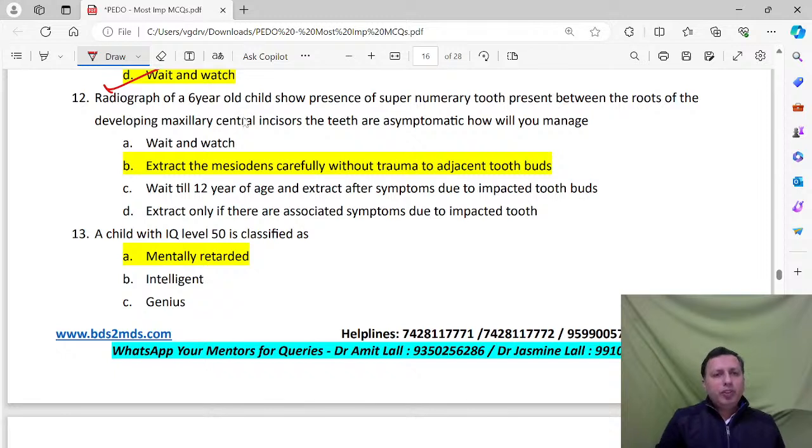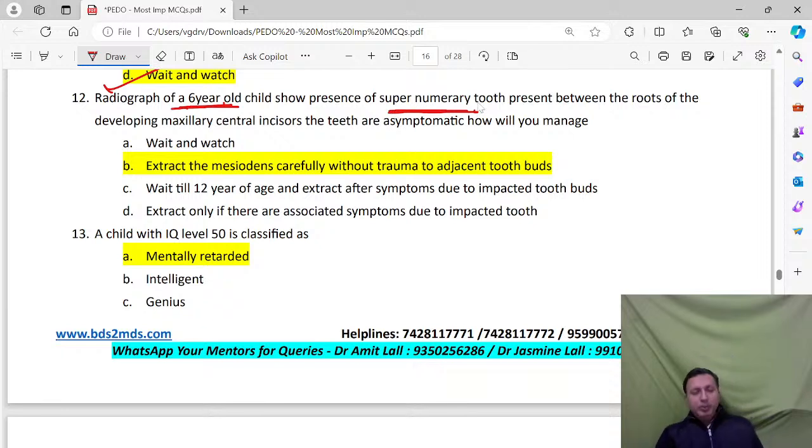Now, the radiograph of a 6-year-old child shows the presence of a supernumerary tooth present between the roots of the developing maxillary central incisor. The teeth are asymptomatic. How will you manage? Okay. Now, the radiograph of the patient is showing the age is 6 years, and there is a presence of a supernumerary tooth.